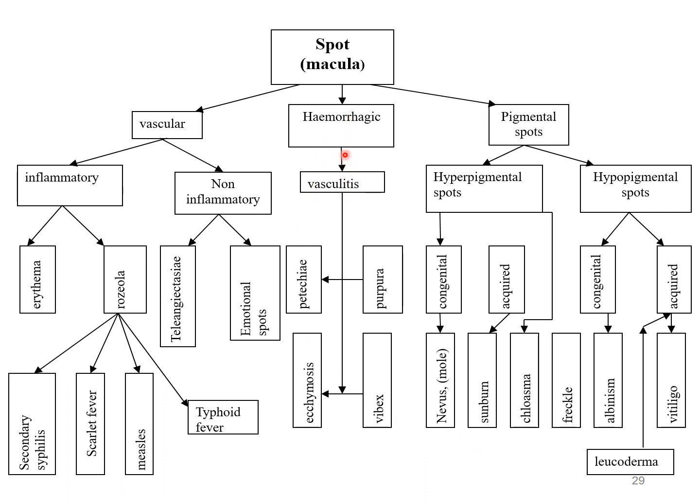Hemorrhagic may be vasculitis, for example, petechia or purpura, ecchymosis or vibex. Vascular may be inflammatory and non-inflammatory. Inflammatory, for example, erythema or roseola. Roseola, the size of this spot is like nails, and erythema like hands. We can meet roseola in secondary syphilis, scarlet fever, or measles. Non-inflammatory, we can see in telangiectasia and emotional spots.